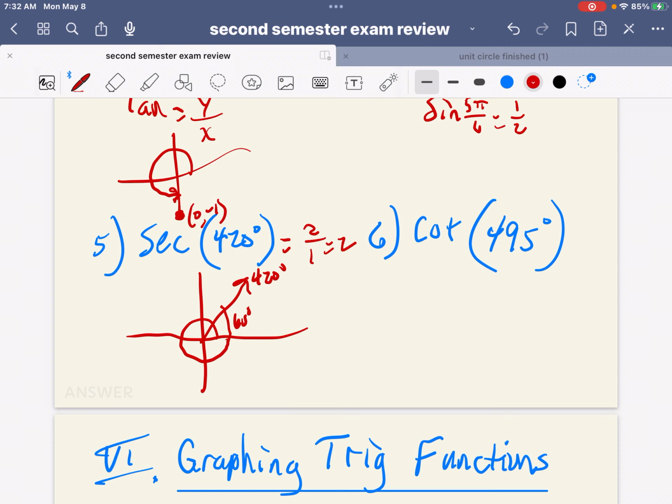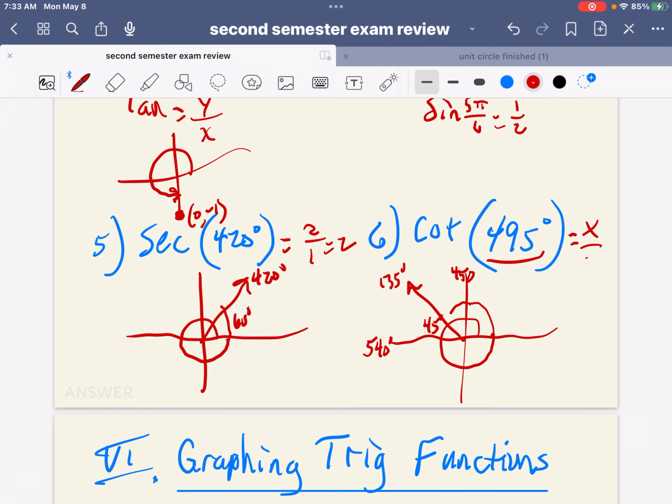Cotangent of 495 degrees. Well, let's see. That's 360. That's 450. And if you go all the way around to here, adding 90, you get to 540. So 495 is about 45 more degrees. It has a 45-degree reference angle. So in other words, 495 degrees is coterminal to 135 degrees.